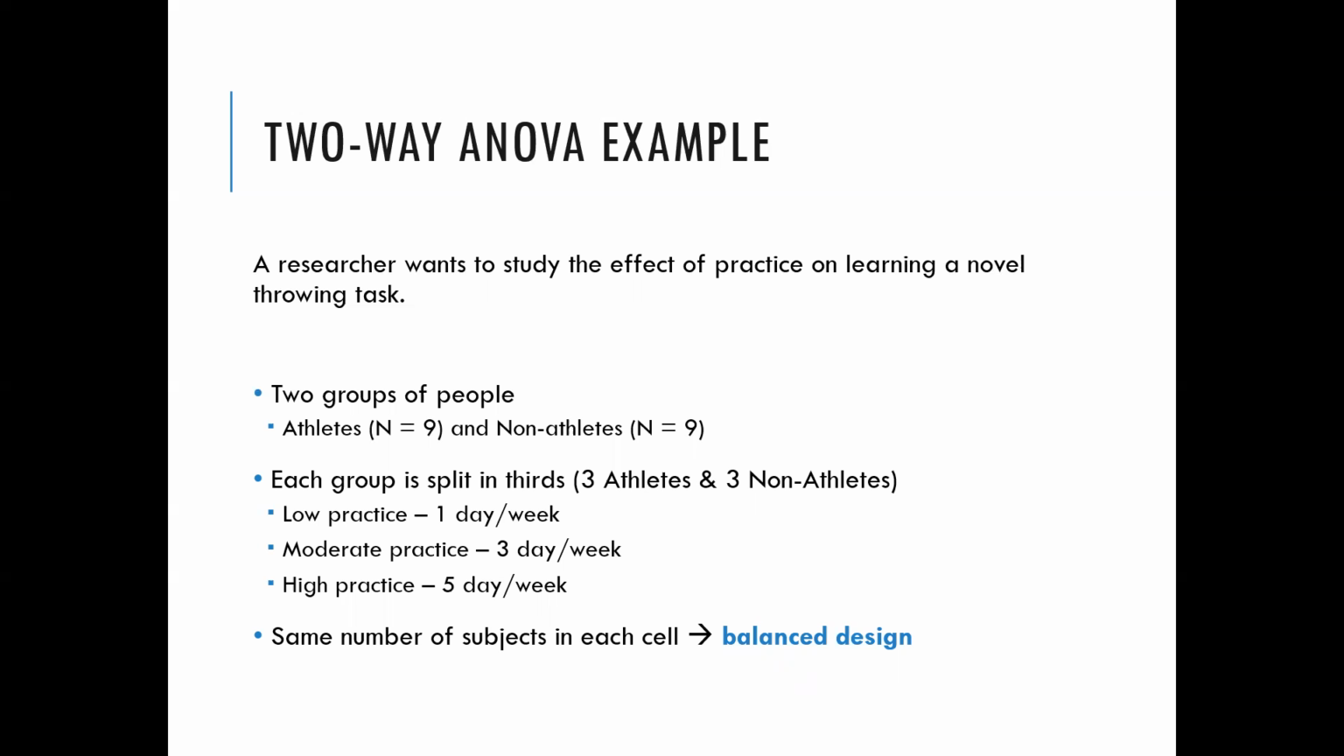Just as an aside, we have the same number of subjects in each cell. So we have 3 individuals in the athlete low practice, athlete moderate practice, and athlete high practice cells. And we also have 3 individuals in each cell for the non-athletes: non-athletes low practice, non-athletes moderate practice, non-athletes high practice. And when we have the same number of subjects in each cell, we refer to this as a balanced design.